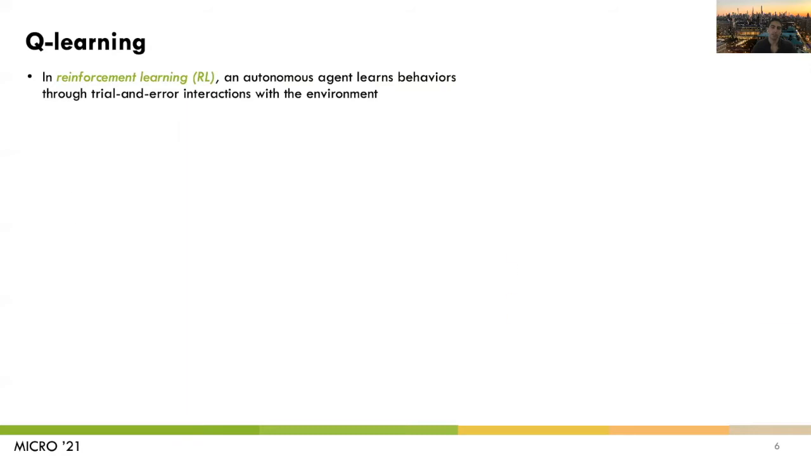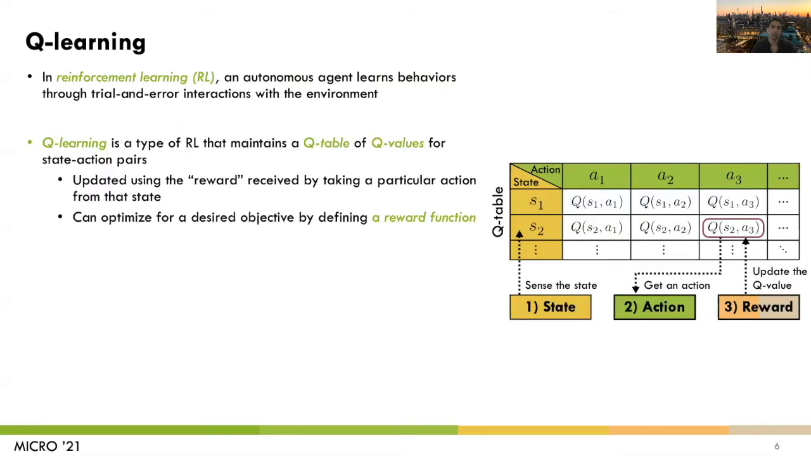with the environment. In particular, we select Q-learning, a type of reinforcement learning that maintains a Q table of Q values for state action pairs. Q values are updated using the reward received by taking a particular action from that state. Q-learning can optimize for a desired objective by defining an appropriate reward function.